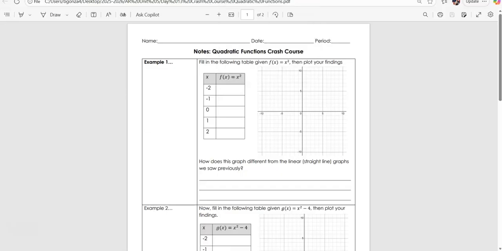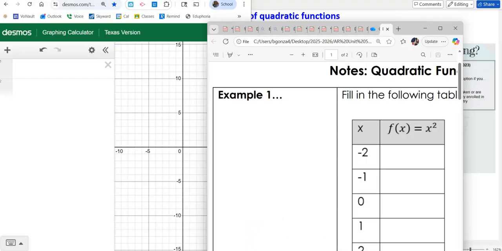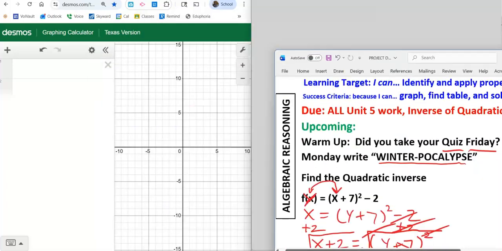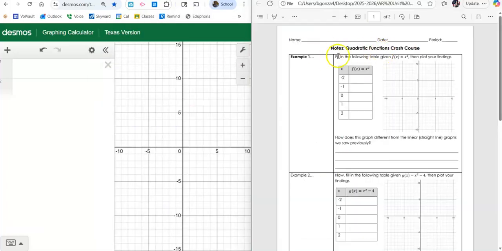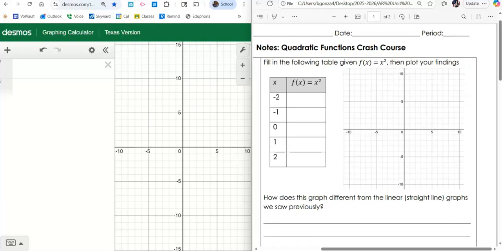All right, here we go. Notes, quadratic functions crash course. Here's an example. Fill in the following table given f of x equals x squared. I don't know where I cut this off, so let's start over here. Number 1, fill in the following table given f of x equals x squared.